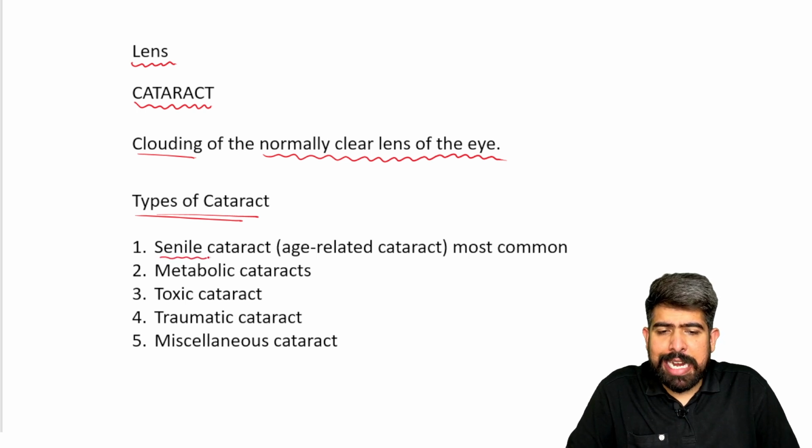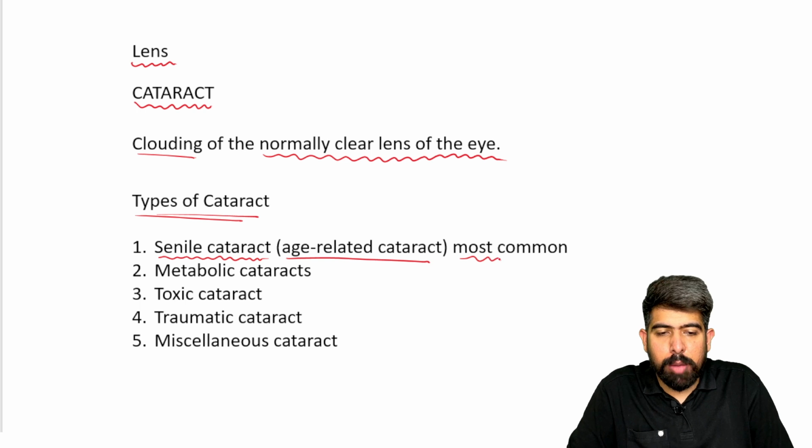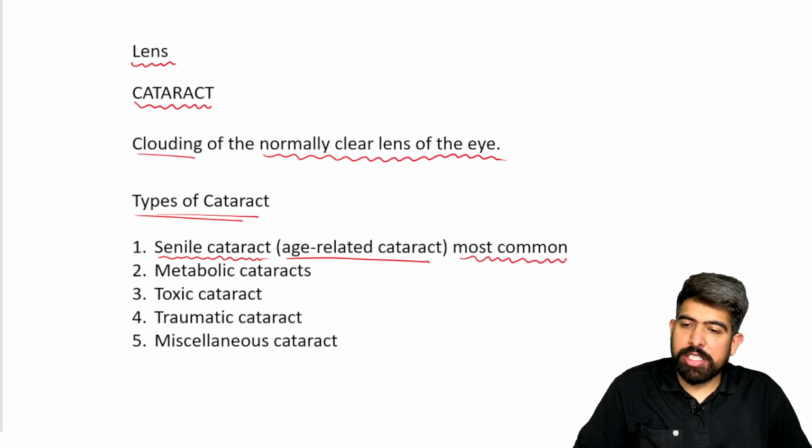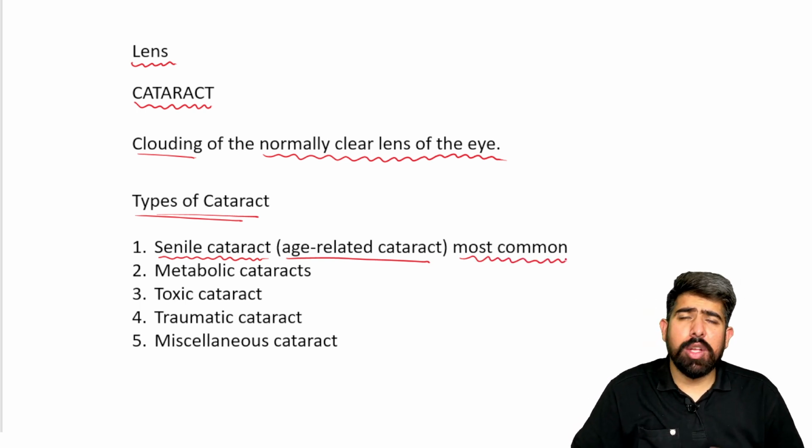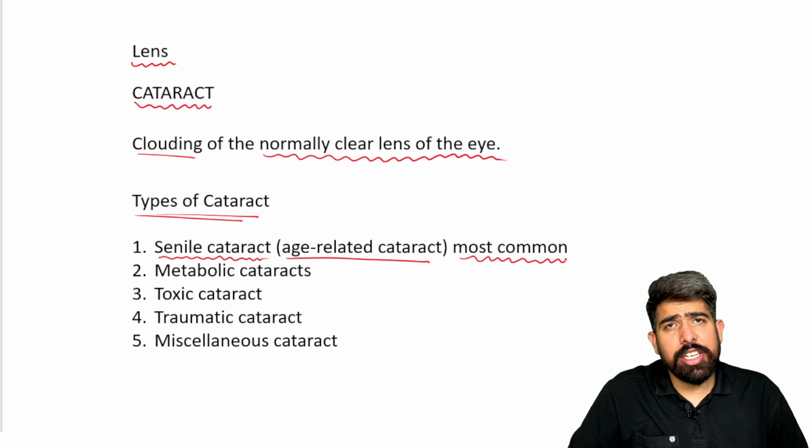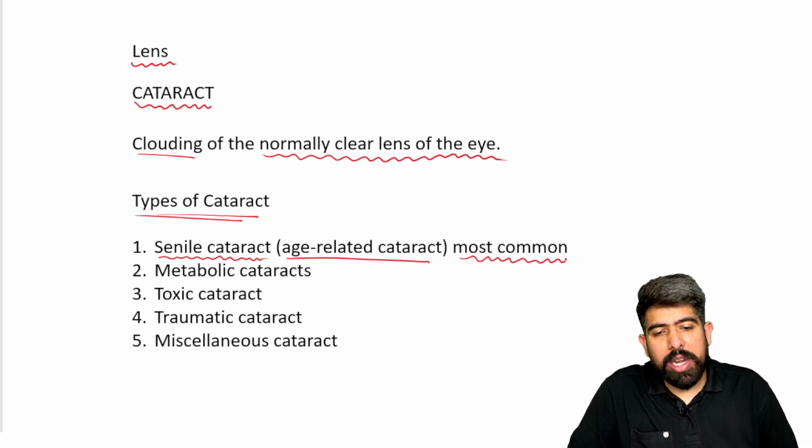The first one is senile cataract. It means the age related cataract, which is the most common cataract, right? Senile means old age. This is the age related cataract that will be seen in your old age patients, right?